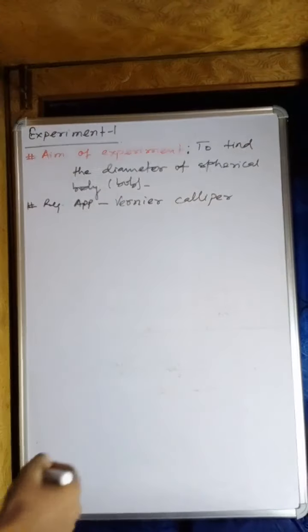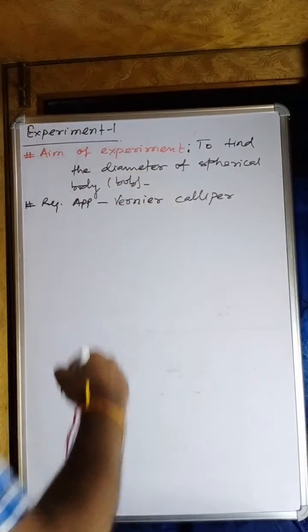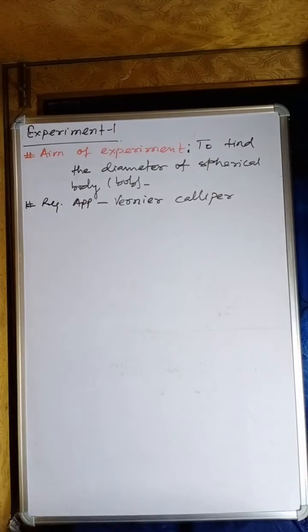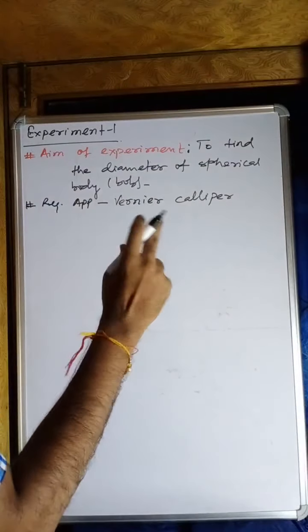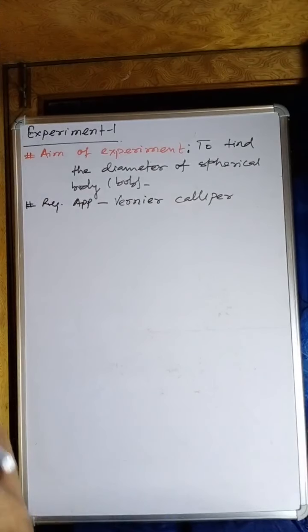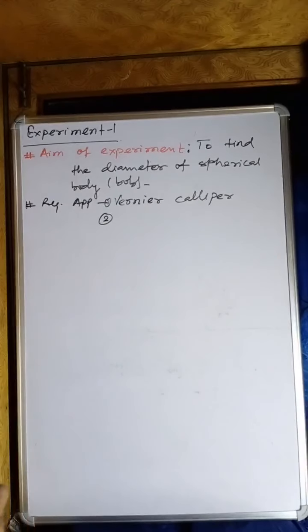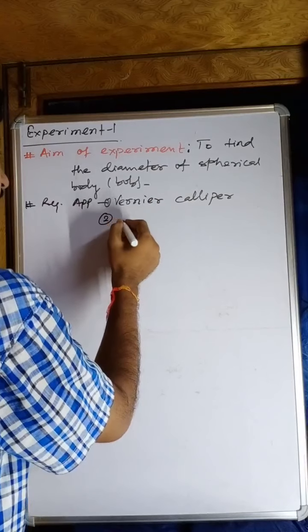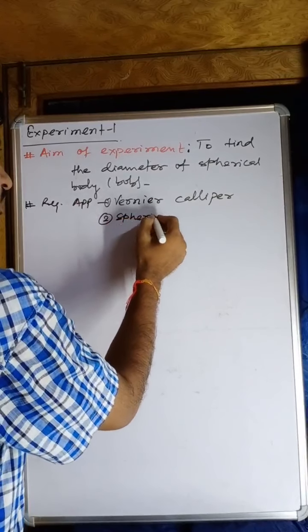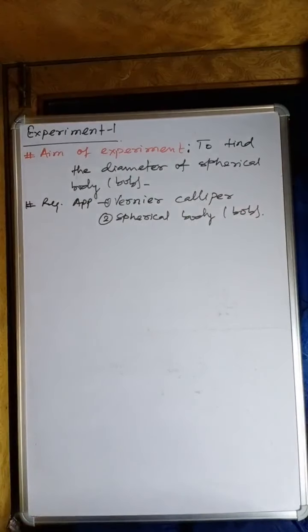Remember, the slide caliper. Actually, Pierre Vernier was a physicist and mathematician, that's why we use the vernier caliper, in respect of his name. But it is the vernier caliper or the slide caliper, because we use two scales that slide. One scale slides over the other scale. So the vernier caliper is one, and our second required apparatus is a spherical body, that is the bob. A spherical body, that is the metallic bob.